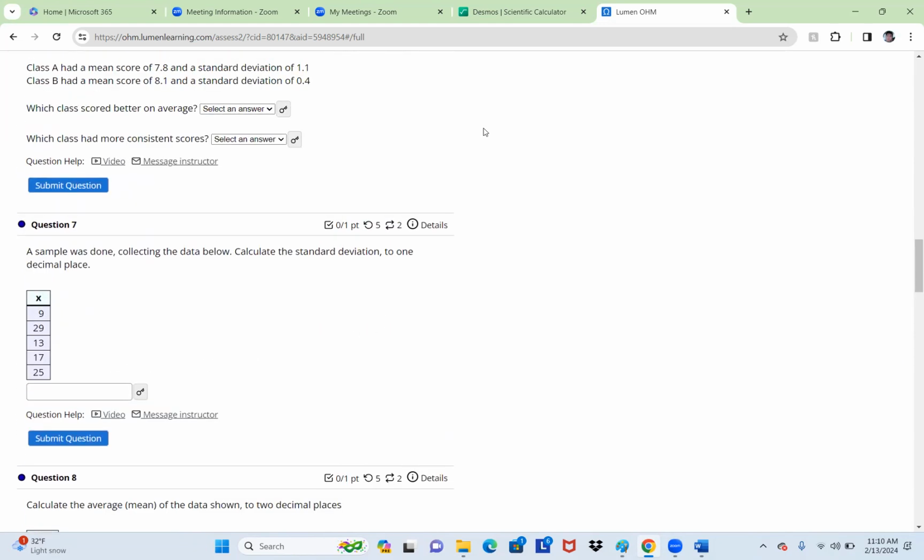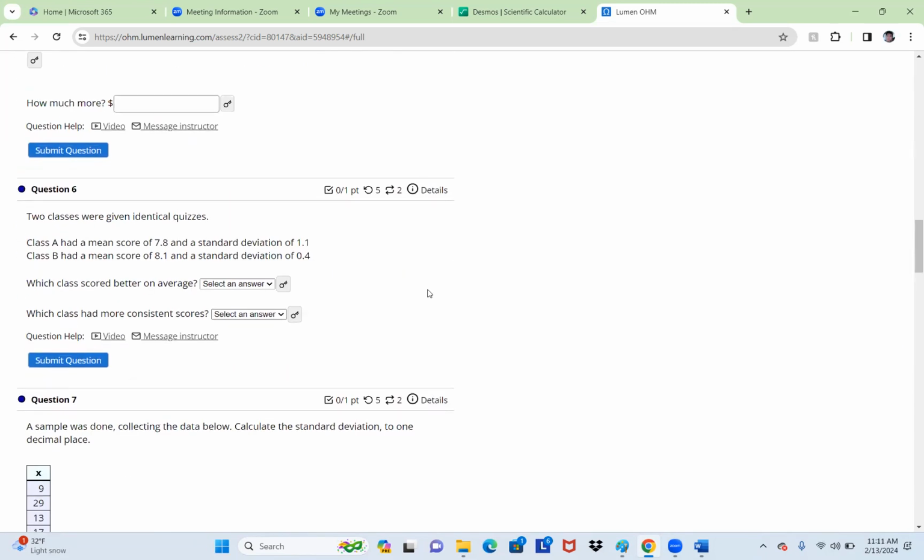Are we good? The median? Yeah, that's the median. The median doesn't really say anything.